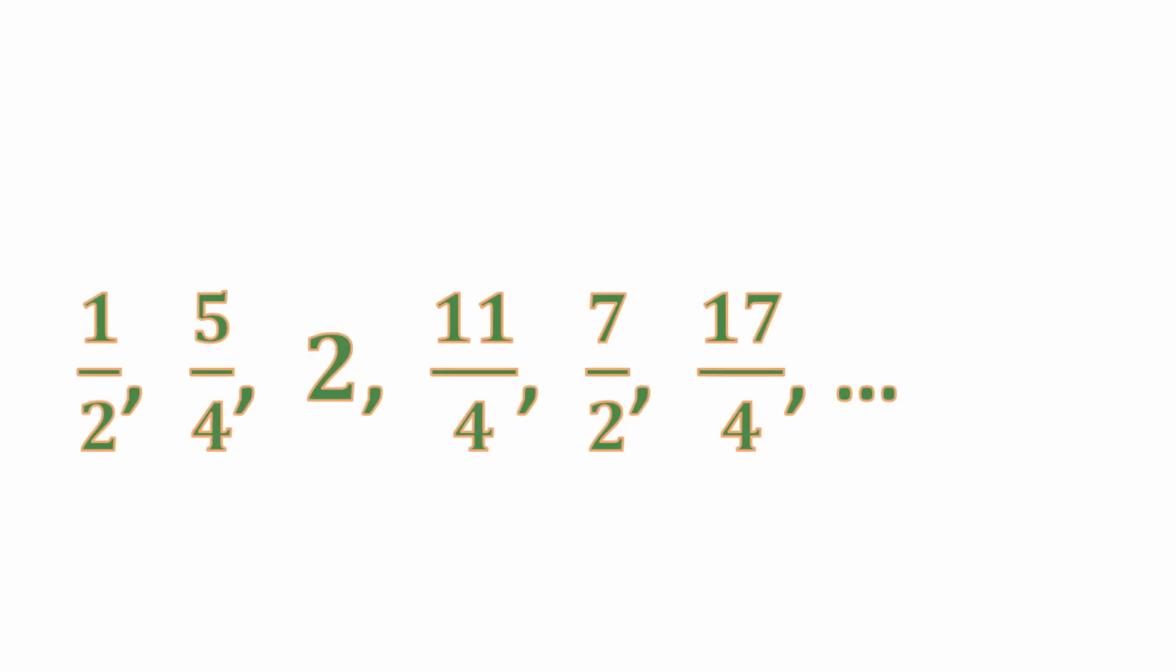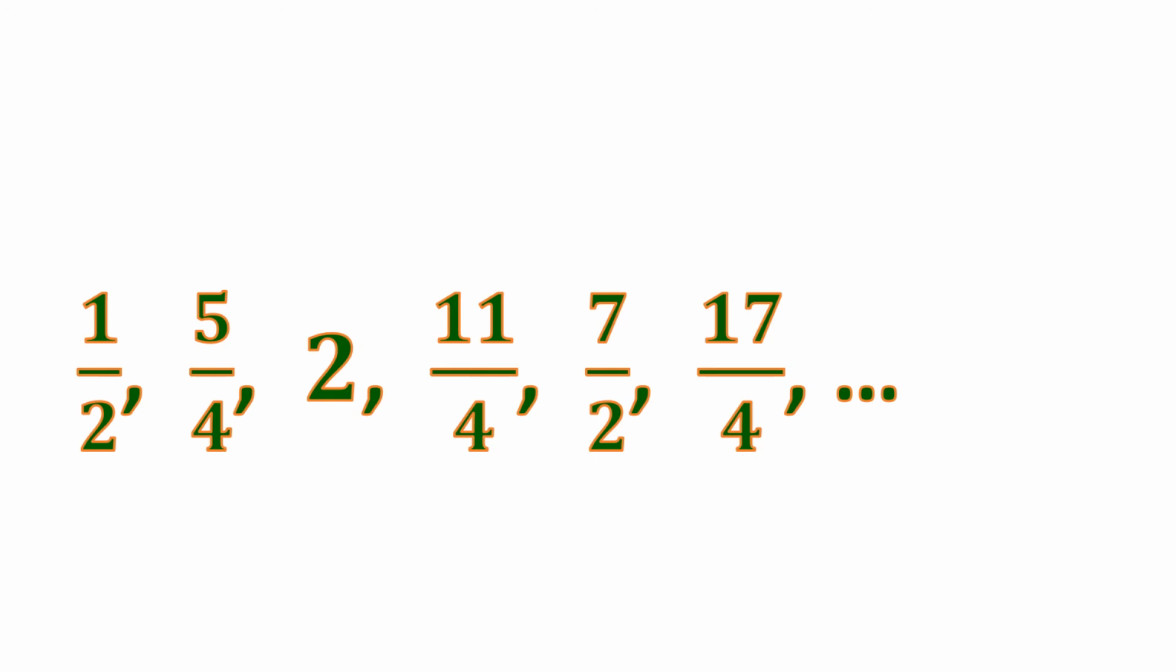Another example, we have this sequence. We have 1/2 as the first term, or a sub 1. 5/4 is the a sub 2. And a whole number 2, which is a sub 3. 11/4 a sub 4. 7/2 a sub 5. And 17/4 a sub 6. So, when looking at the sequence, do you think it is an arithmetic sequence? It's actually a mixture of kinds of numbers. We have a whole number and we also have some fractions. So it seems like it's not an arithmetic sequence.